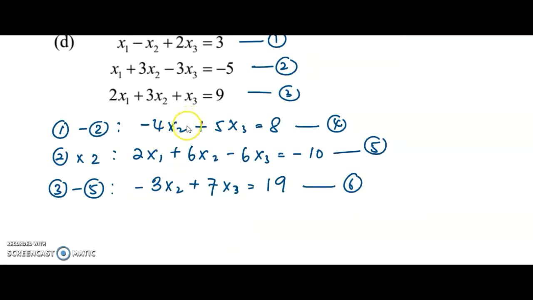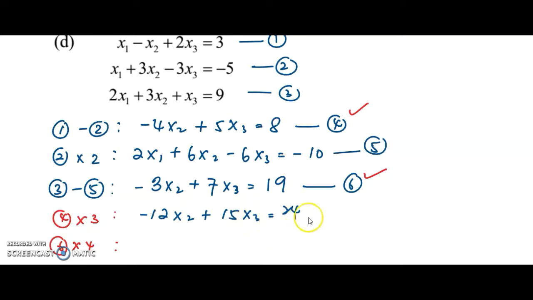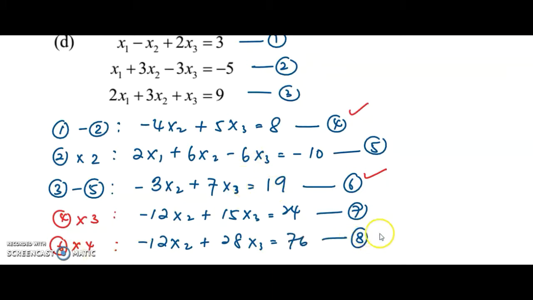Okay, so now I want to eliminate the x2 here by solving the equation 4 and 6 simultaneously. So before that, I'm going to take this 4 multiplied by 3, and then 6 multiplied by 4, so that I have my coefficient for x2 become 12. Okay, both become negative 12. So 4 multiplied by 3, you got negative 12x2 plus 15x3 equals to 24. I name this as equation 7. And when your equation 6 multiplied by 4, you got negative 12x2 plus 28x3. Okay, after that, 19 multiplied by 4, we name this as the equation 8.